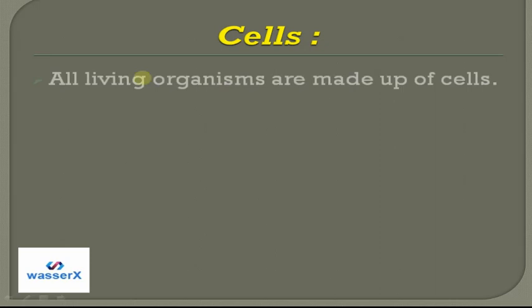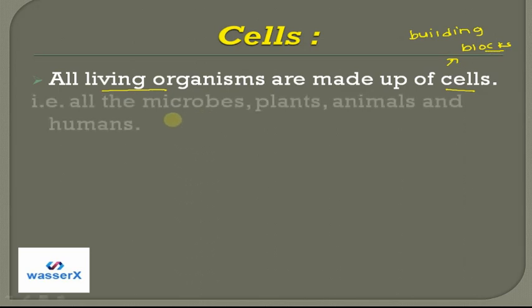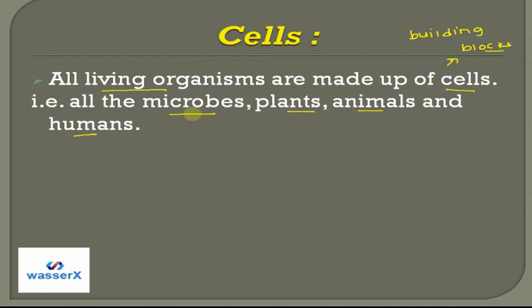Okay, so as the unit name suggests, it is cells and its environment. So before moving further, we must know what are cells. So we can see that all living organisms are made up of cells. Now we know that cells are the building blocks of any living organism. Now when I say living organism, which organisms am I talking about? So I am talking about all the microorganisms, all the plants, animals and humans.